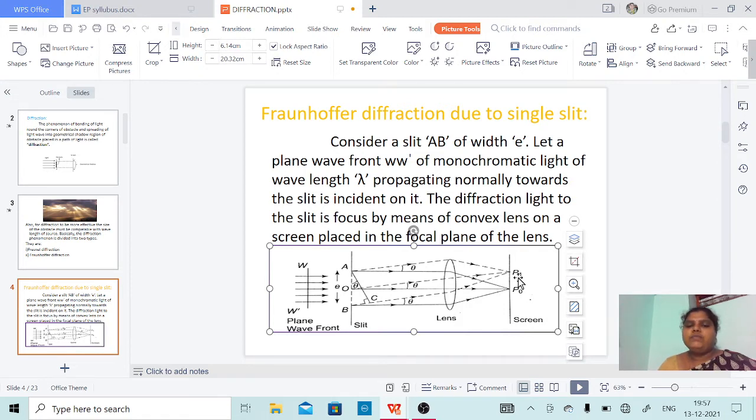See, consider a slit AB of width e. Let a plane wavefront W' of monochromatic light of wavelength lambda propagating normally towards the slit be incident on it. That means, see, this is the wavefront which is incident on this slit. Now the diffracted light from the slit is focused by means of a convex lens on a screen placed in the focal plane of the lens. See here, we are using a lens for the transmission of light to the screen.